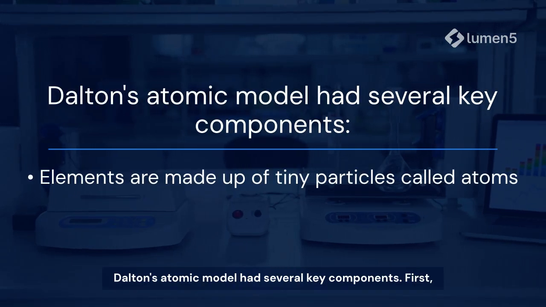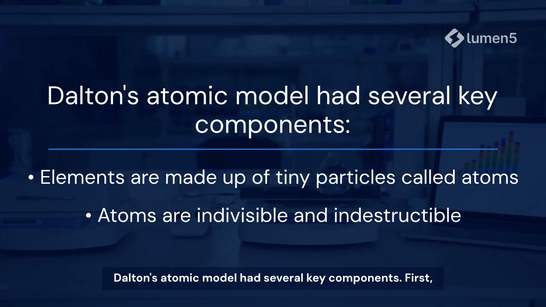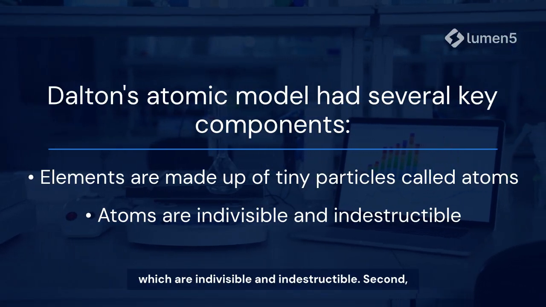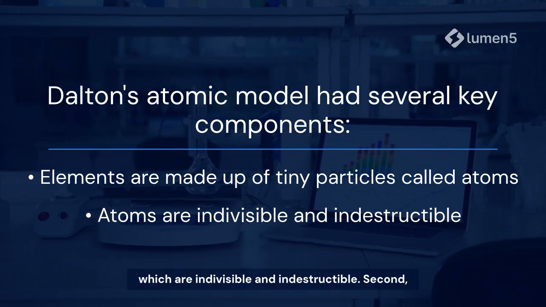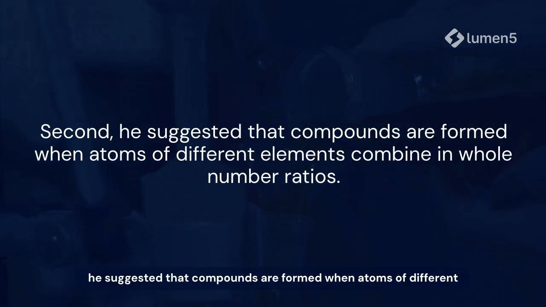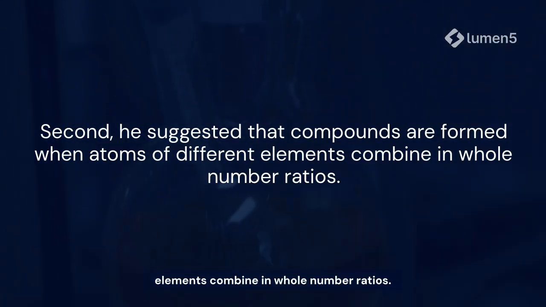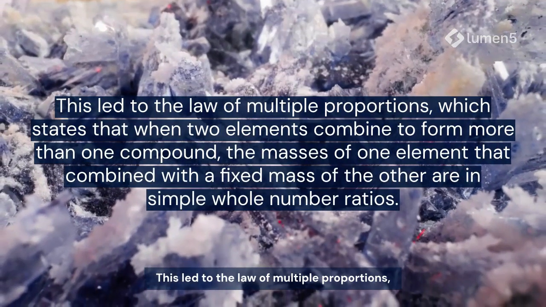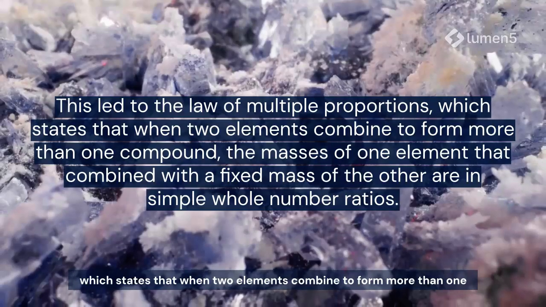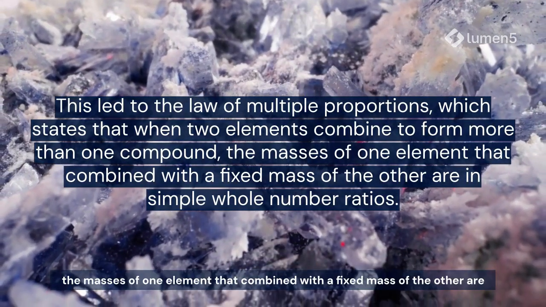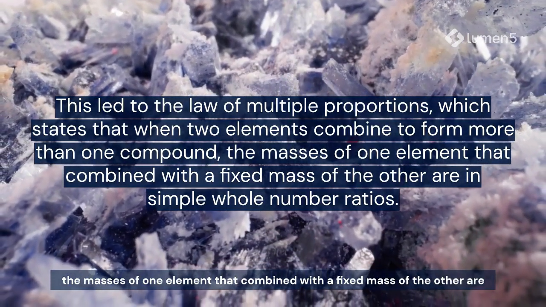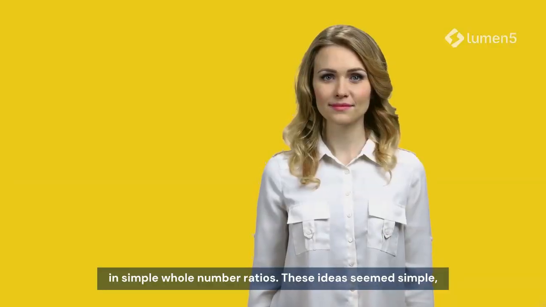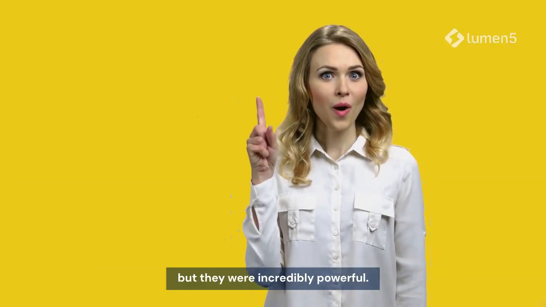Dalton's atomic model had several key components. First, he proposed that elements are made up of tiny particles called atoms, which are indivisible and indestructible. Second, he suggested that compounds are formed when atoms of different elements combine in whole number ratios. This led to the law of multiple proportions, which states that when two elements combine to form more than one compound, the masses of one element that combine with a fixed mass of the other are in simple whole number ratios. These ideas seemed simple, but they were incredibly powerful.